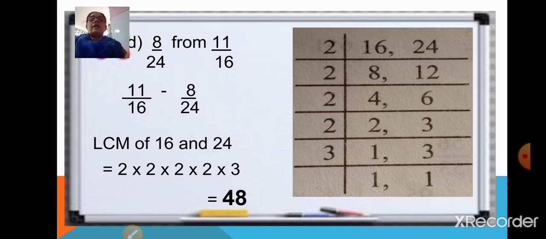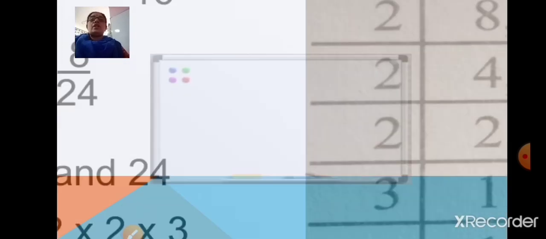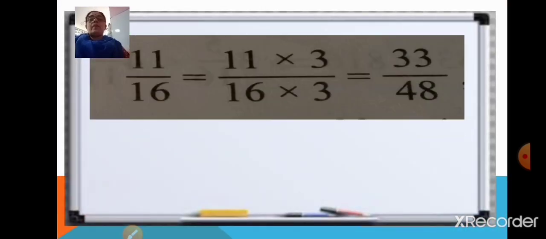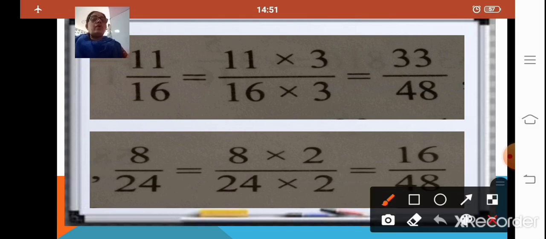You have to make both the fractions like fractions, and the denominator will be your LCM, that is 48. So let us start with the first fraction, 11 upon 16. Now 16 into 3 is 48. Same way you will multiply the numerator also by 3. 33 upon 48.